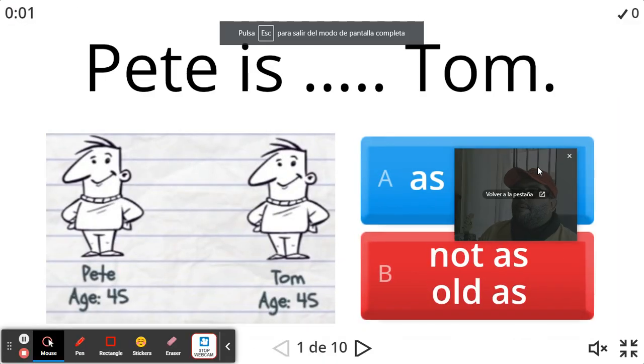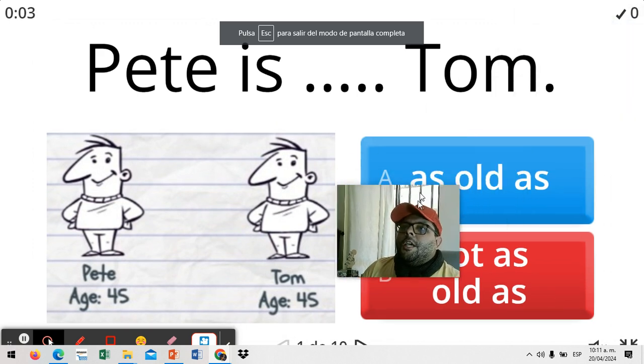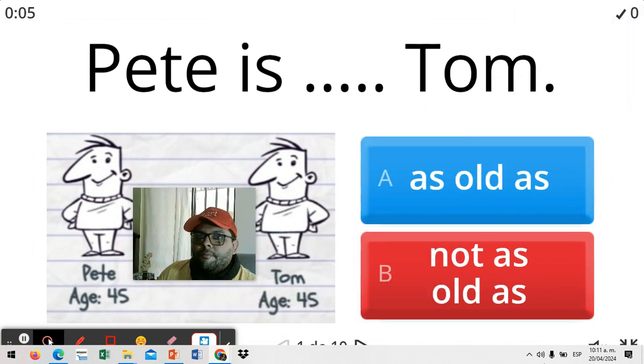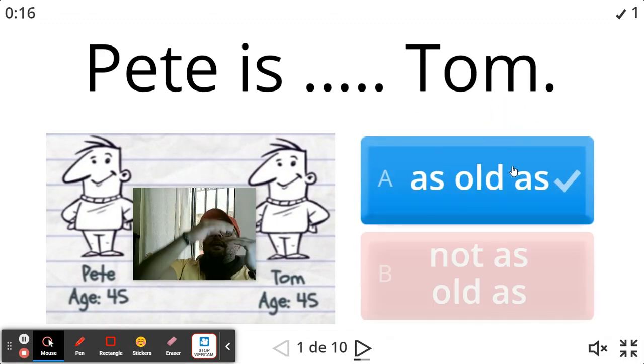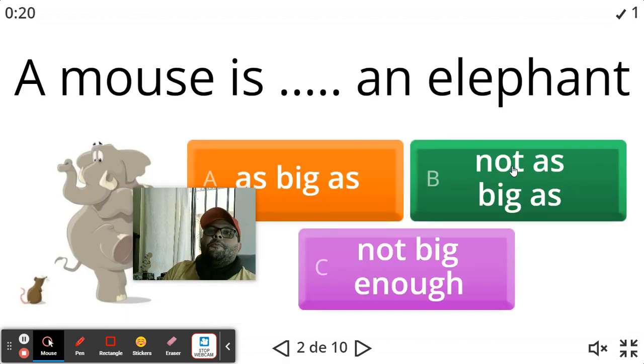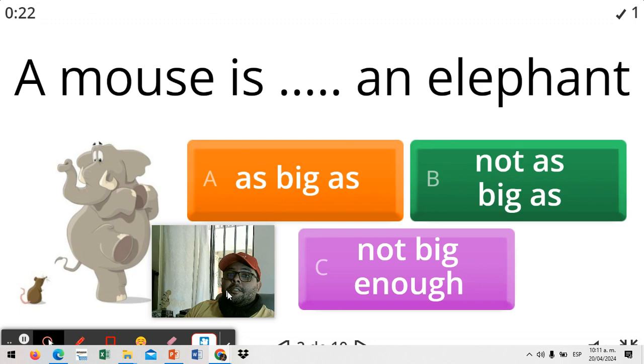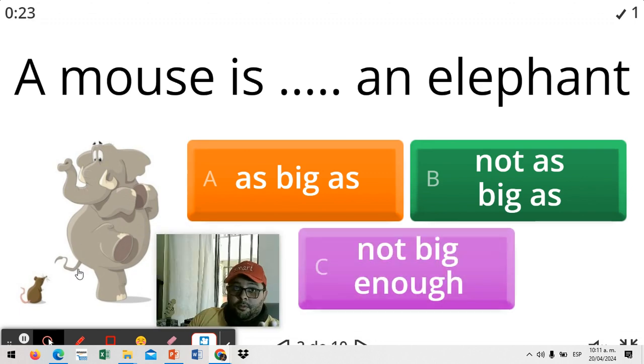So, for example, think about this panorama. I'm going to put my camera here. So, Pete is, in that case, what would you say? Analyze the picture. Age 45, age 45. So they are the same. So, as old as. It is as old as Tom. So again, you have the sandwich. A mouse is not, of course, because a mouse is not as big as an elephant.